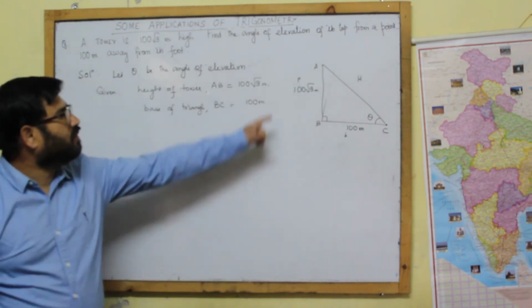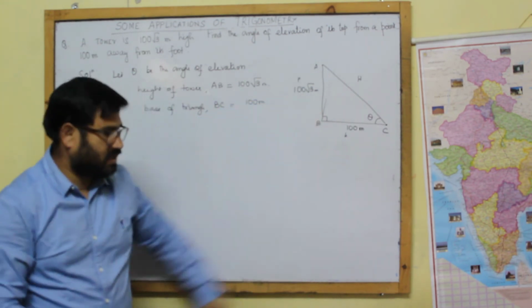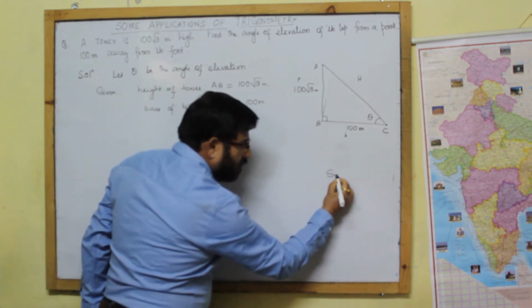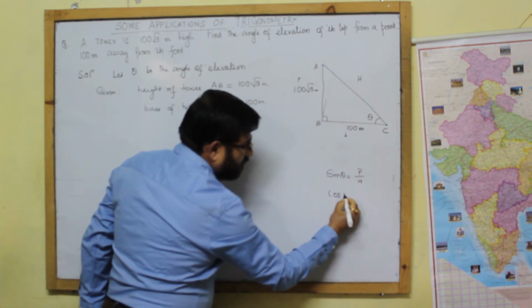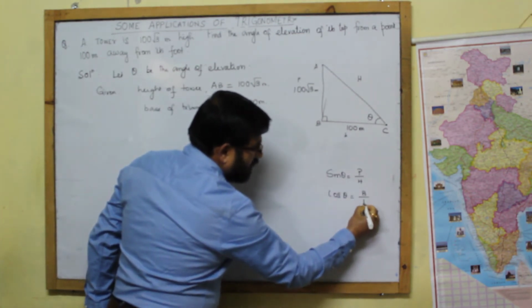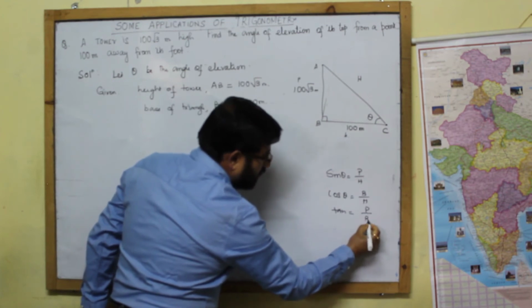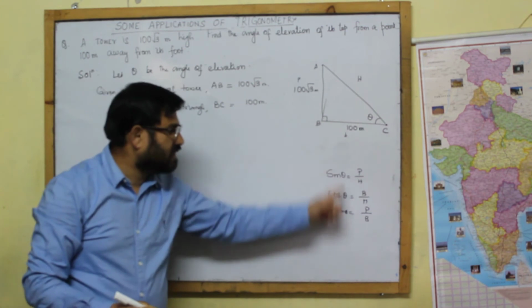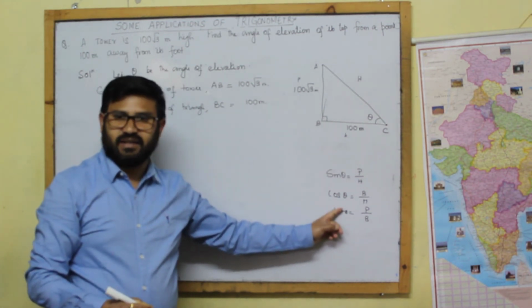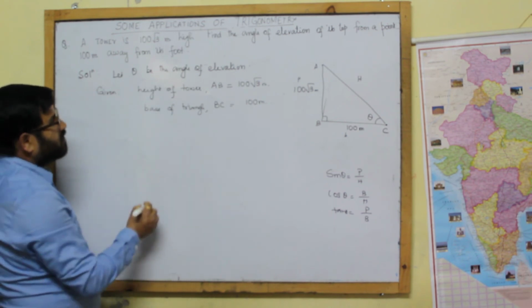So what do we know? We know two sides: one is perpendicular, one is base. I told you the formulas just now. Sin theta is perpendicular by hypotenuse, cos theta is base by hypotenuse, and tan theta is perpendicular by base. So if we are talking of perpendicular and base, we are going to talk about tan theta. So in this particular question, we'll be using tan theta.